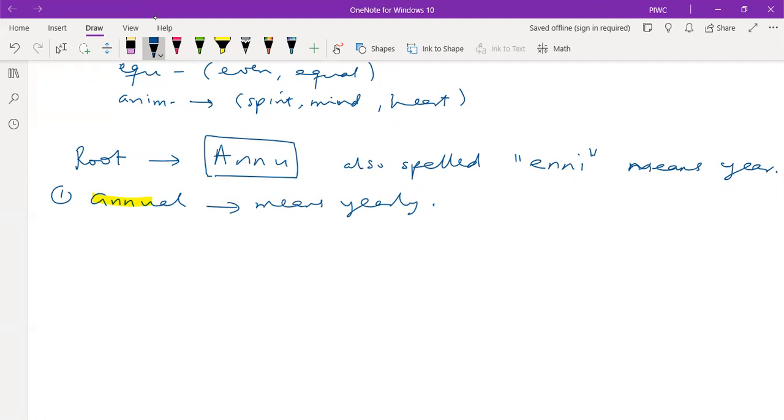All right. So it's from the root of the word annu plus the Latin suffix al. Okay, annu, and then the Latin suffix al. And we already know what al means, right? So remember, the word al means what? Pertaining to something.